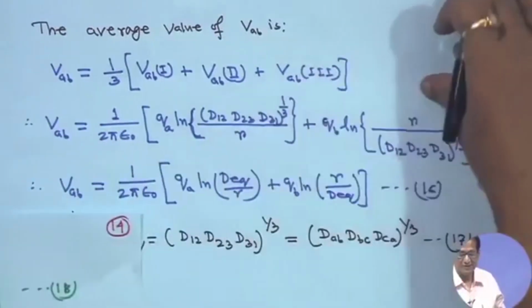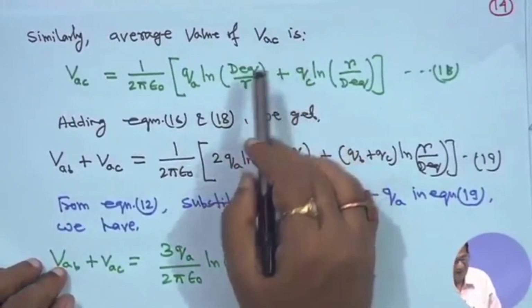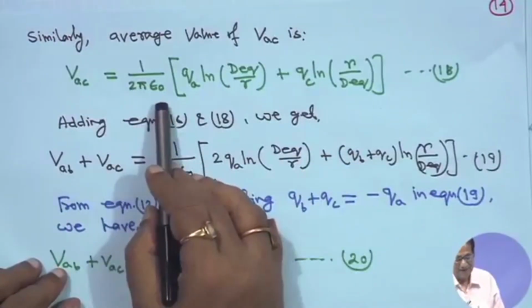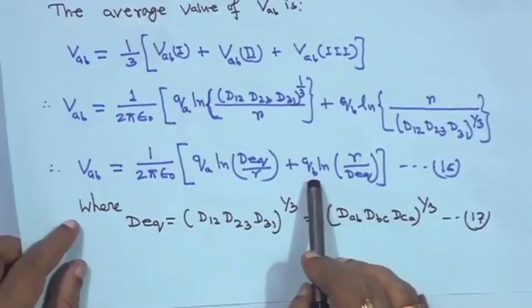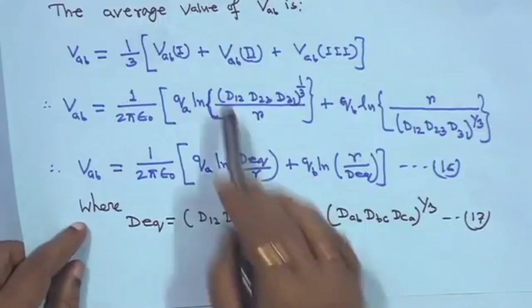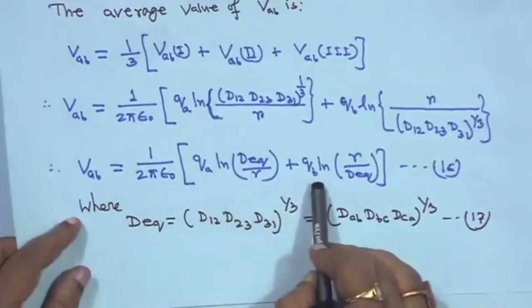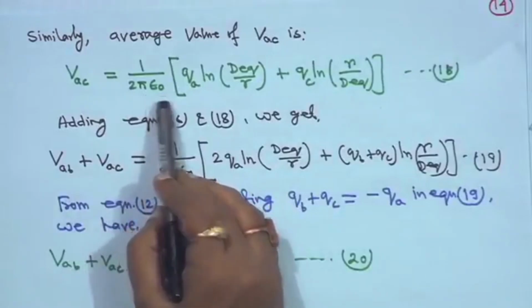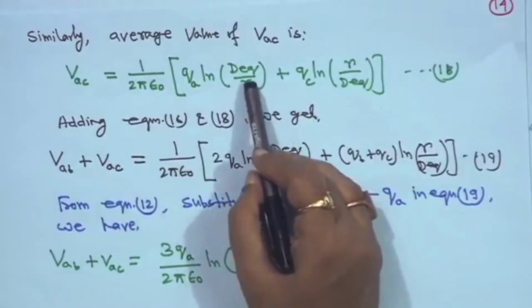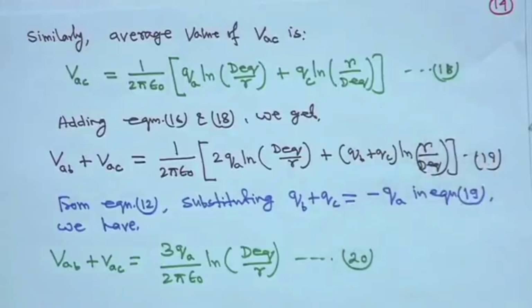Similarly, this is an exercise for you, because I have done V_AB for you, right. Similarly, the average value of V_AC, from inspection you can write, will be 1 upon 2 pi epsilon 0. Look, here V_AB is in terms of q_A and q_B, so q_C will be eliminated automatically when you substitute. So, here also from your intuition you can write V_AC will be 1 upon 2 pi epsilon 0, q_A ln d_eq upon r plus q_C ln r upon d_eq. This is equation 18. So, straightforward you can write.